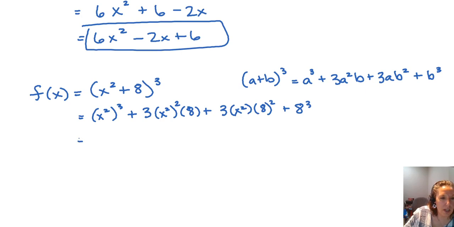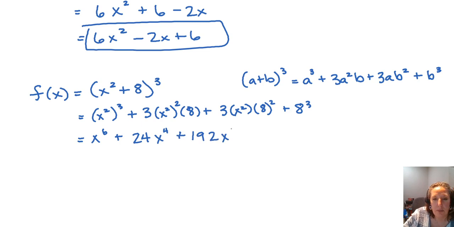All right, so if we clean that up just a little bit, x squared cubed, power raised to a power, we're going to multiply those exponents and we get x to the 6th. 3 times x squared squared times 8 is going to be 24 times x to the 4th. And then 3 times x squared times 8 squared. 8 squared is 64 times 3 is 192 times x squared. And then 8 cubed is 512. All right, so now we have this in the expanded polynomial form.